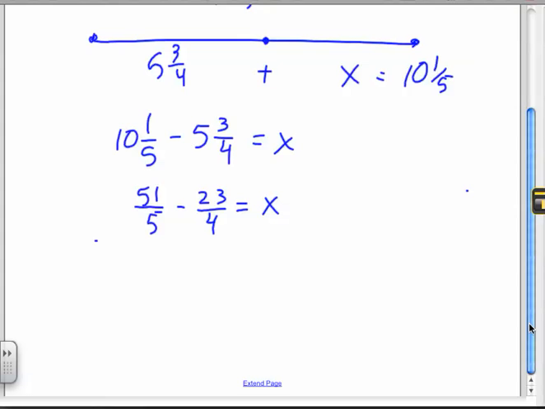So what do I need to do, Will K? Thank you. You need to get a common denominator. What is the common denominator? It's 20. Excellent. So 20 and 20. I multiplied the 5 by 4, so I need to multiply the 51 by 4. What do I get when I multiply 51 by 4? Will K, yes, sir. 204. Good. And I multiplied the 4 by 5, so what's 5 times 23, please, Will C?